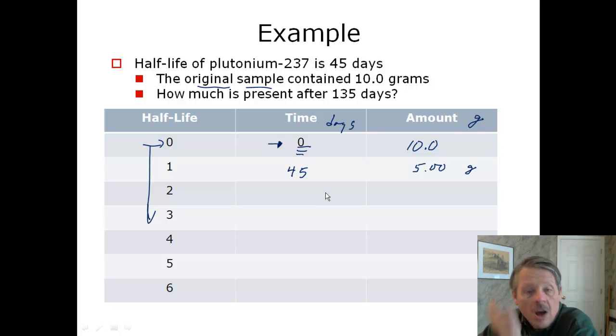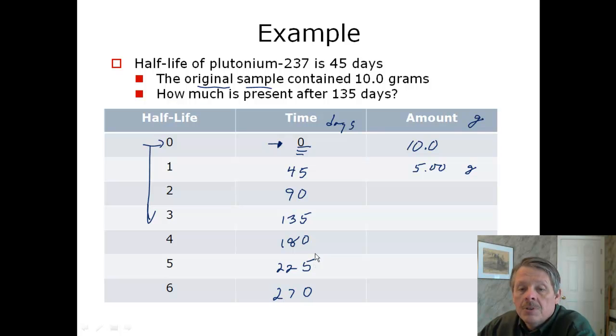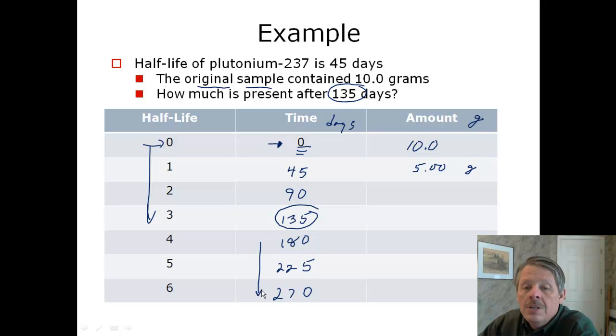Now, I'm real lazy. I don't want to have to think back and forth, back and forth. So I create this little chart to help me out. I say, well, 45 days is my first. Then I go to 90, then 135, then 180, then 225, and I could be really lazy here, up to 270. I notice it says how much is present after 135 days. So I can stop right here. I don't need to bother with all of these down here because I never get there. I'm only stopping at 135 days.